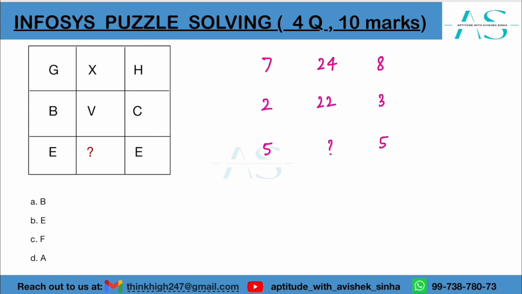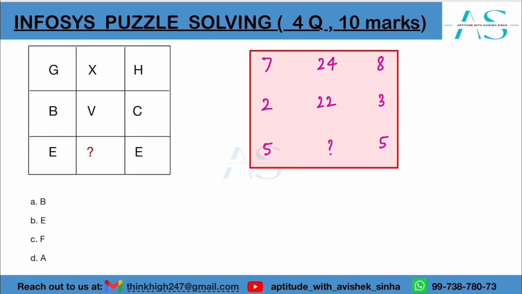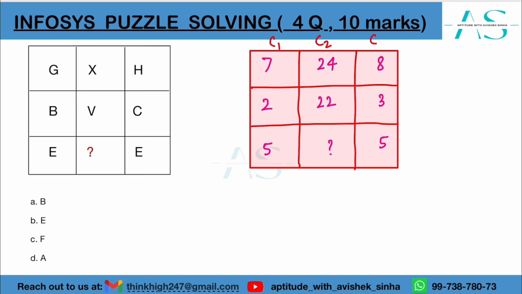Okay, if I try to move column wise, do we have a pattern? Just think on it till I draw the rows and columns. Column 1, column 2, column 3. Okay, if I take these two difference, what do I have?